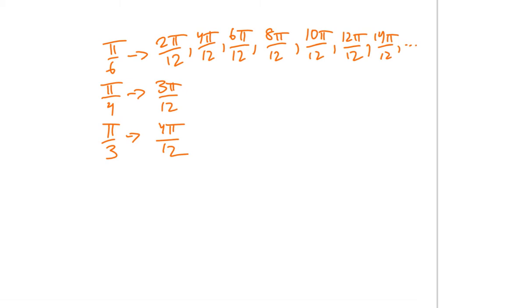But there's the idea, right? 2, 4, 6, 8, 10, 12. And it's just multiples of 2 pi by 12. So multiples of this are 6 pi by 12. Hopefully you're getting the idea here, because again, you can memorize this list, but it's better to understand where it comes from and just be able to build it as you go.